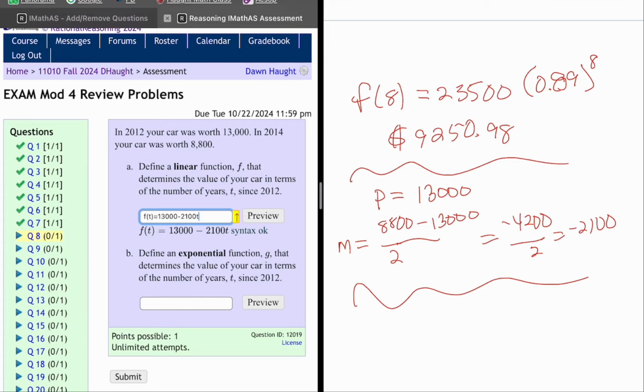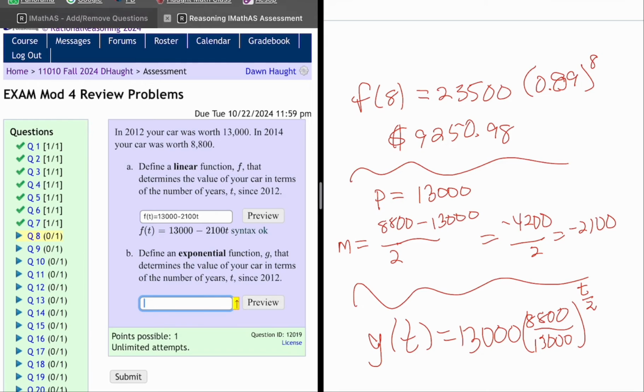So if we think about the fact that they called this one G, our G of t would be our starting value, now it is our ending value, 8,800, over our starting value, 13,000, to a power, but we have to divide it by 2 because it was a 2-year change.